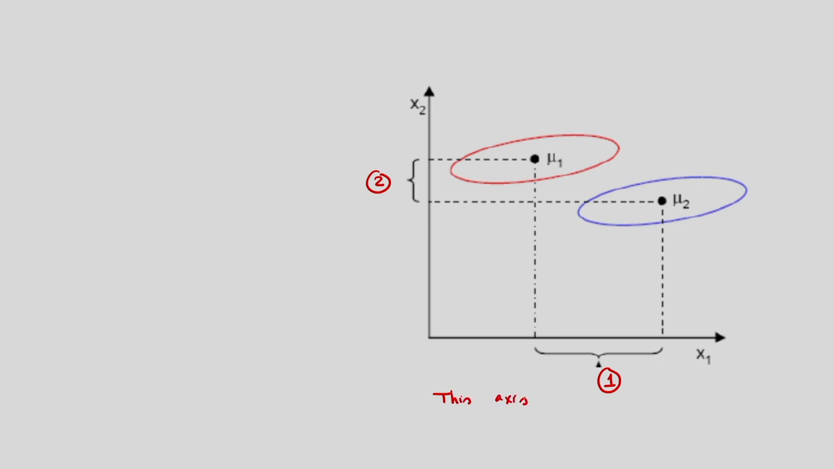So that means you can see, I can say this axis has a larger distance between means, but separability is not good because the samples will be overlapping. So that means direction 1 is not good, and the second direction, this axis, gives better class separability.